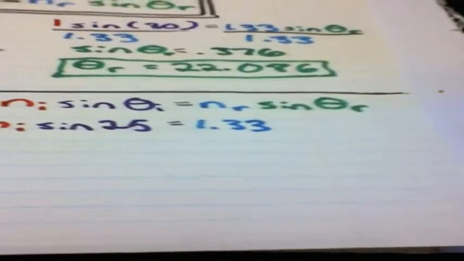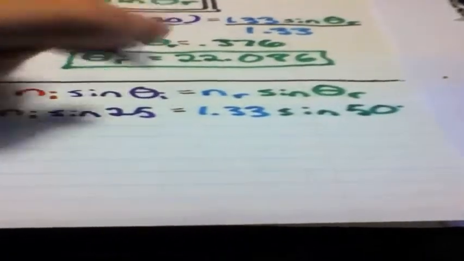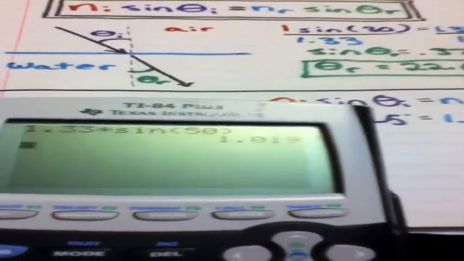n sub i times the sine of theta i, which is 25 degrees, so times sine 25, is equivalent to the refractive index of water, which, looking at our chart up here, is 1.33, times the sine of theta r. The angle theta r we have is 50, so sine 50. Now, what do we have to do? All we have to do is take 1.33 times sine 50, and divide that by sine 25.